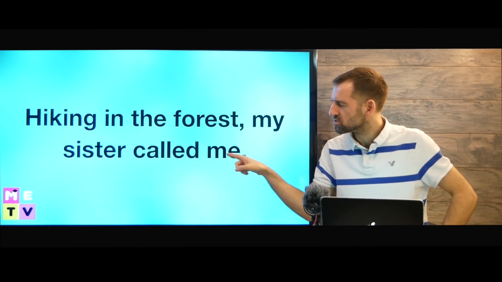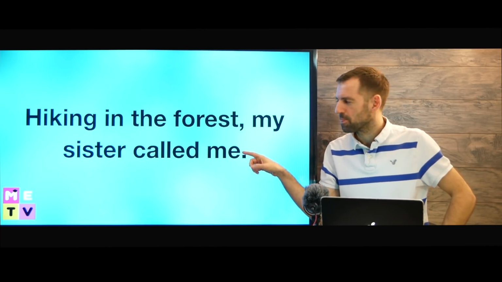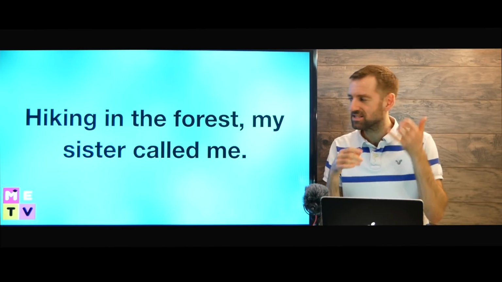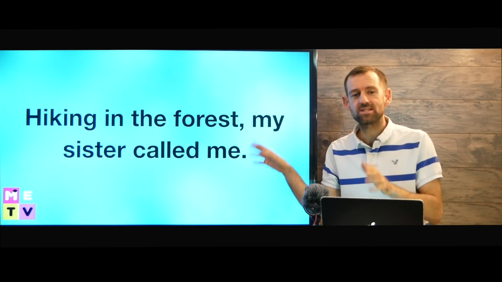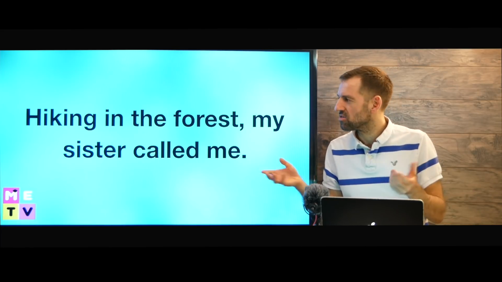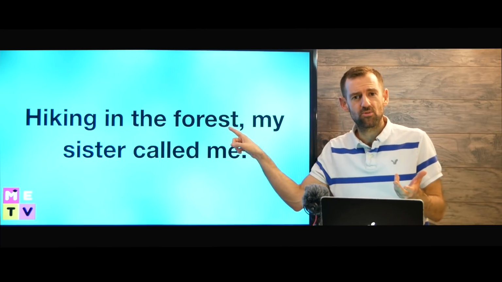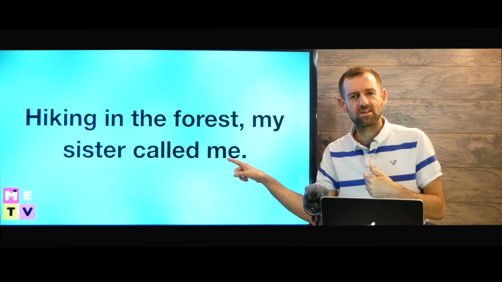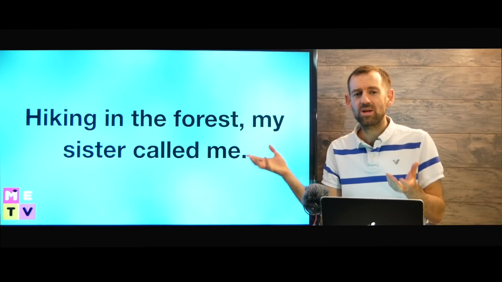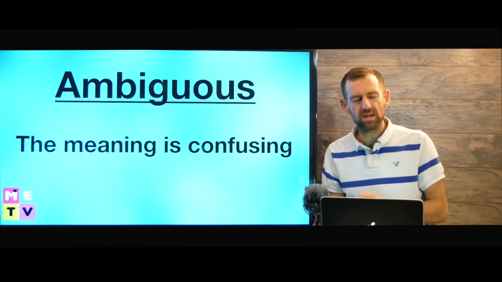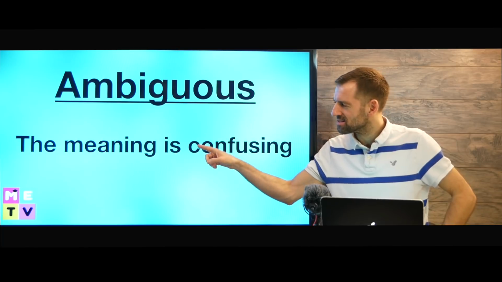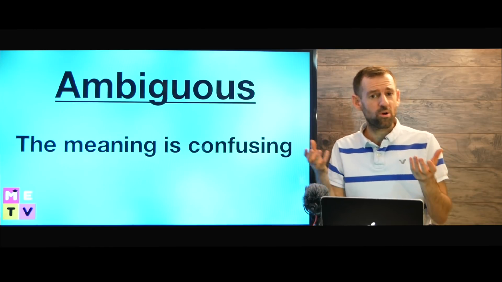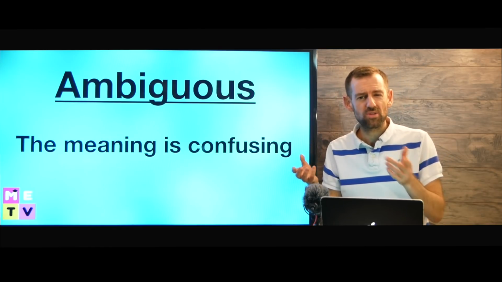Let's look at this one. Hiking in the forest, my sister called me. Now this is a very common mistake that I hear sometimes in writing and in speaking. It's a mistake because it's not clear. Look, hiking in the forest. Who is hiking in the forest? Is my sister hiking in the forest, or am I hiking in the forest? Well, it's a little bit ambiguous. Do you know what ambiguous means? Ambiguous means that basically the meaning is confusing. It could mean this, or it could mean this. We don't know. So that's really bad.